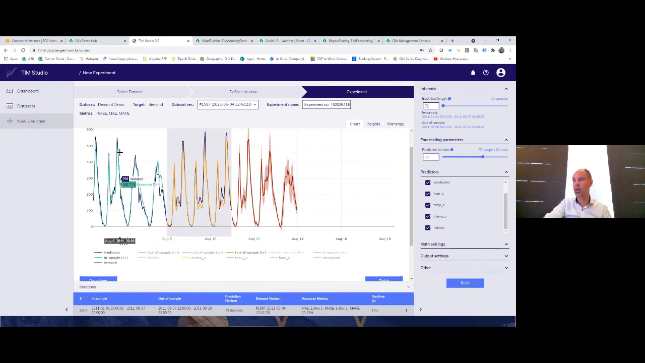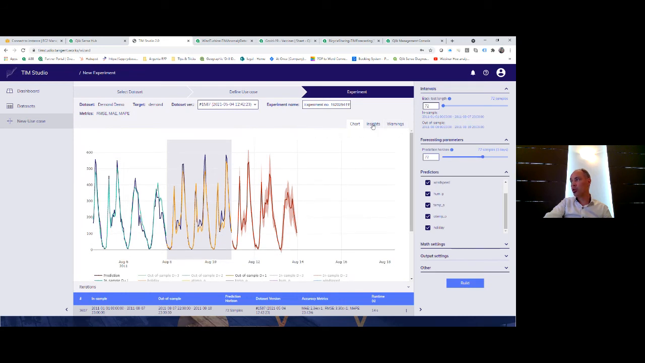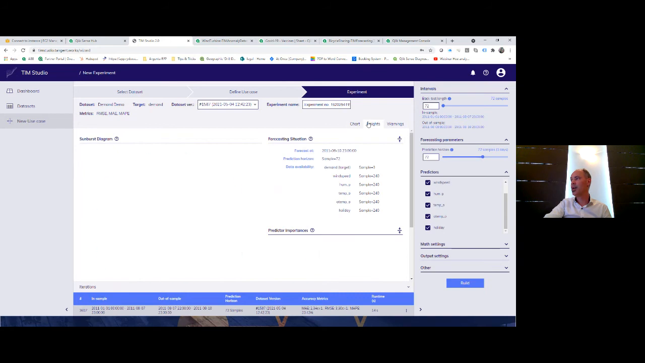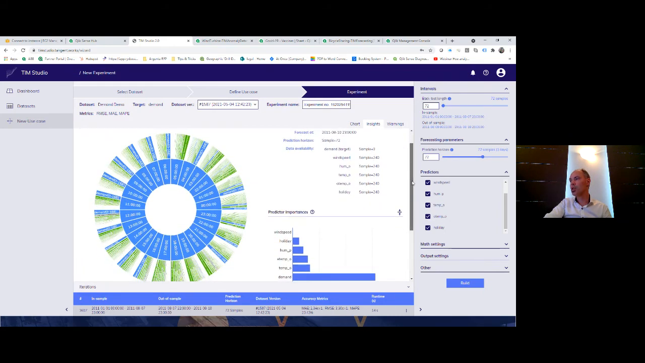So it does it for the complete data set, the test itself. And then, of course, our 72 hours as a forecasting result. This is just the chart view. Another thing that's very important is that the forecast itself is really explainable. This is something we were struggling with in the past as well. And this is where TIM really brings a good solution in place.